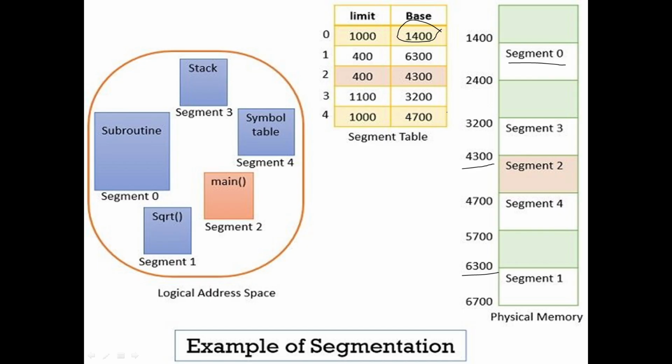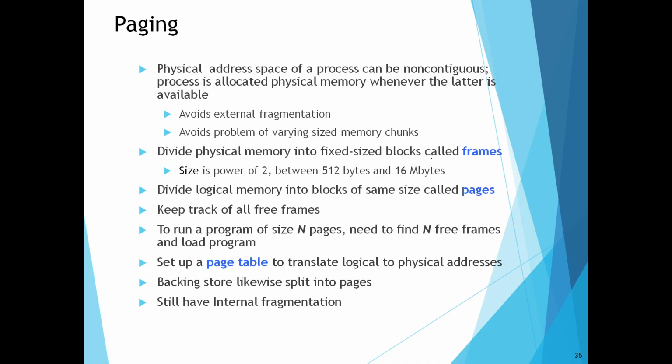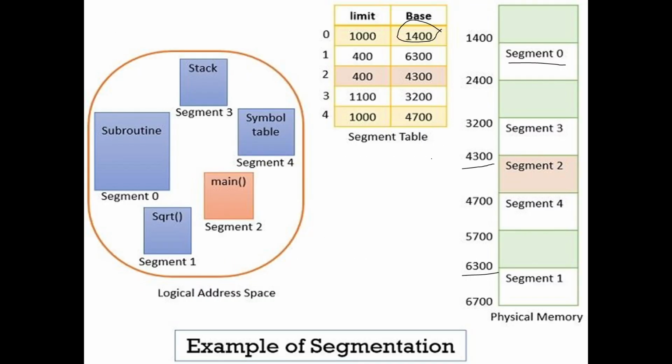For segment 3, the base address is 3200, so segment 3 is stored from 3200 to 4300. Similarly, segment 4's base address is 4700 and the length is 1000, so segment 4 is stored from 4700 to 5700. That is an example of segmentation.